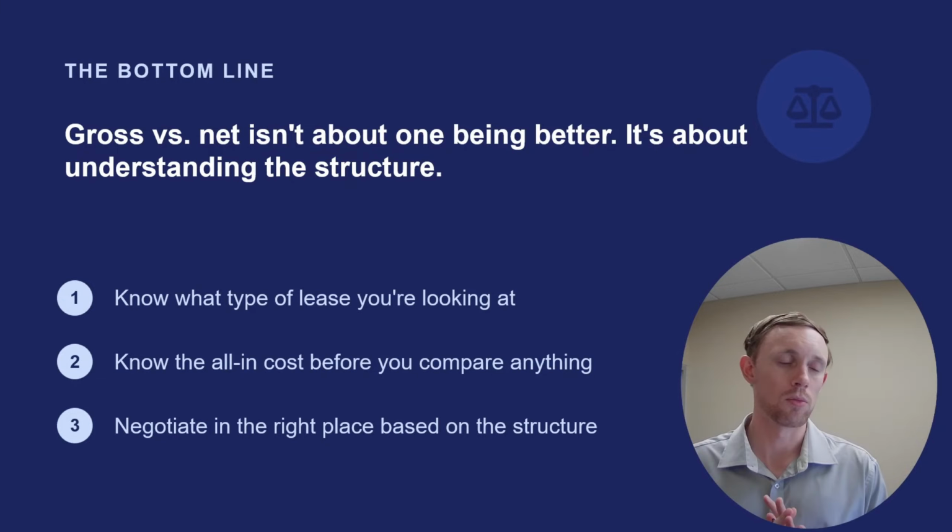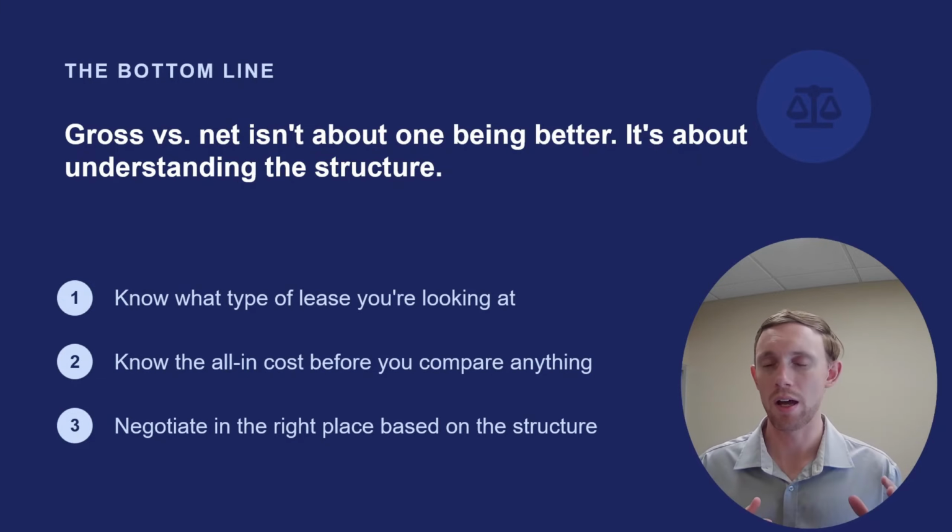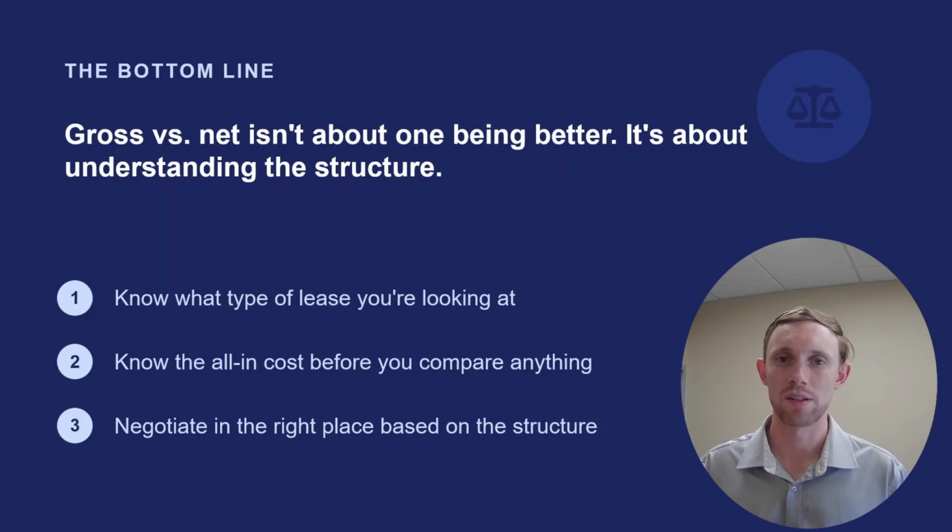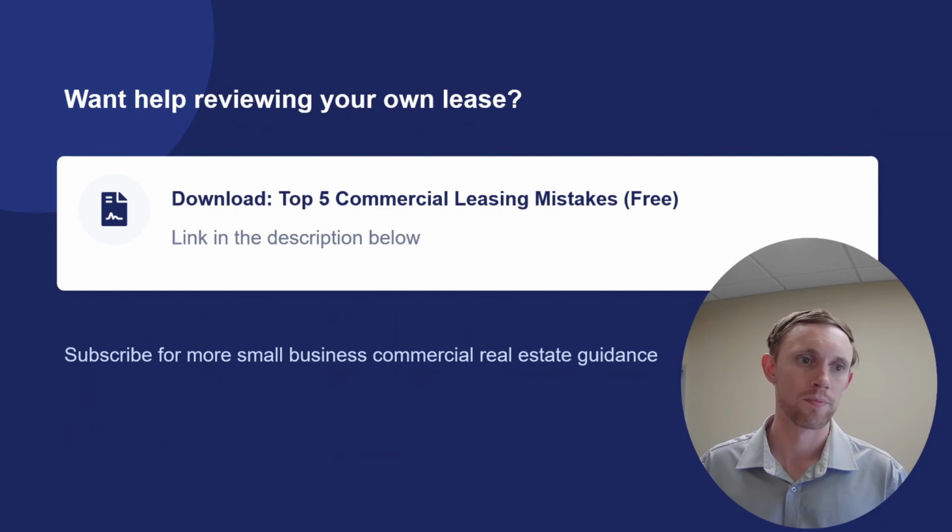Okay, bottom line, gross versus triple net. There's not a case of one is better than the other. You just need to understand the structure, understand what is actually in there, understand what you're getting into. You need to know what type of lease you're looking at, know the all-in cost, the total rent, especially for triple net, before you do anything, and then negotiate on the right items. Don't negotiate on triple net. Triple net is the operating expenses of the building. They generally are what they are.